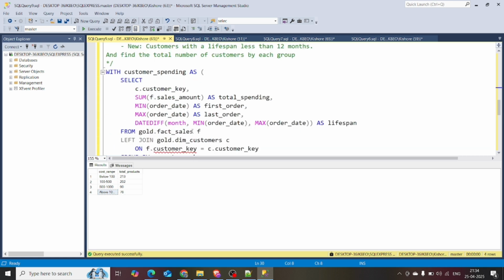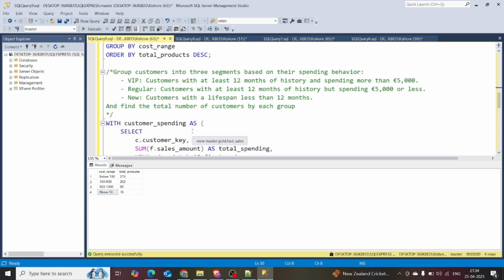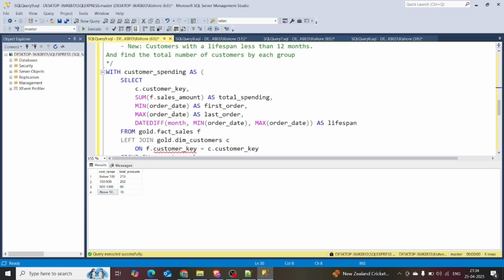So let's get into another question. We want to group the customers based on VIP, regular, and new customers. First we are using the CTE, the same way. We are keeping the CTE name as customer spending, selecting the customer key, using the sum of sales amount as total spending, and finding the min order date as first order and max order date as last order.